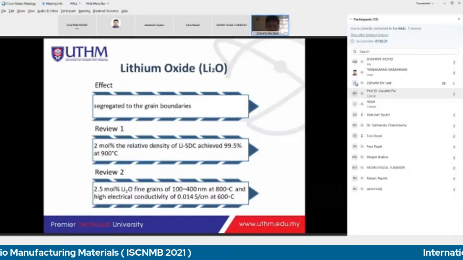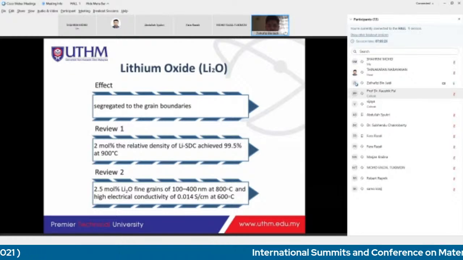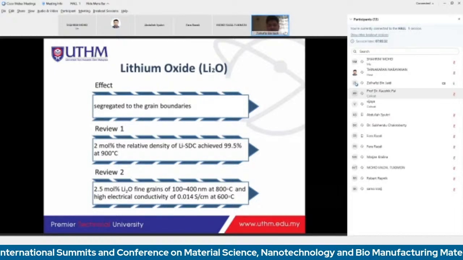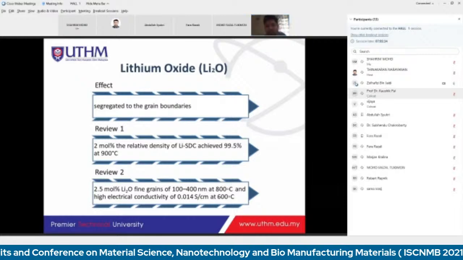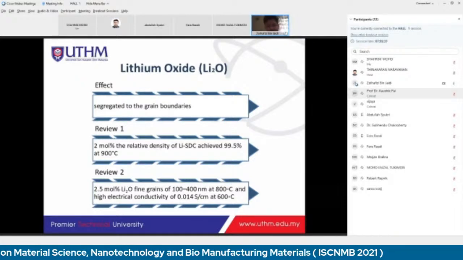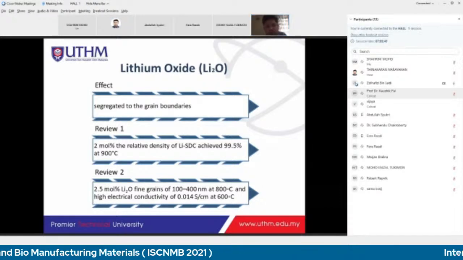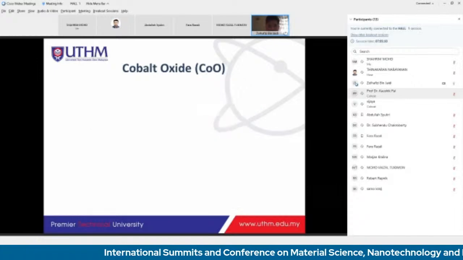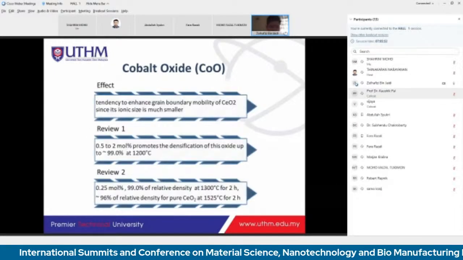The second review stated that 2.5 mole percent of lithium oxide causes the grains of the lithium SDC to be fine grains of 100 to 400 nanometers at 800 degrees Celsius, and a high electrical conductivity of 0.014 Siemens per centimeter at 600 degrees Celsius.